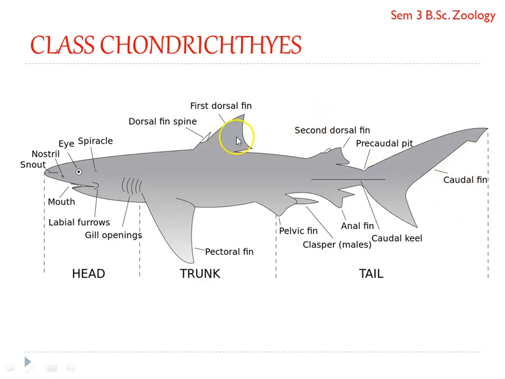Okay, and this is the typical shape of what we call the spindle-shaped body. Okay, and lateral line organs are present over here. These are the gill openings. You will be seeing it in the actual images later in the slides. So these are the typical structures.